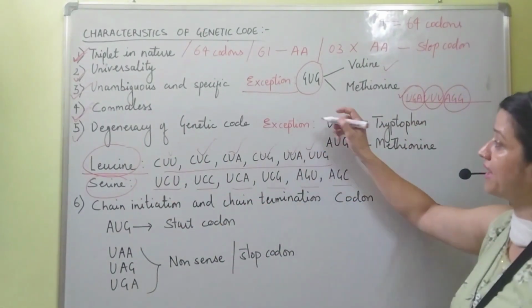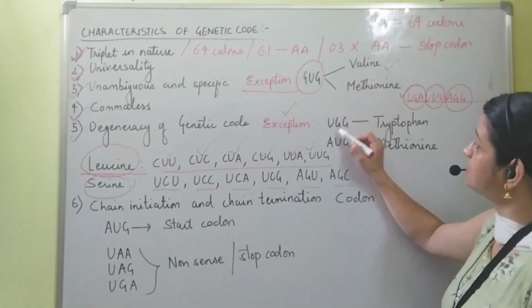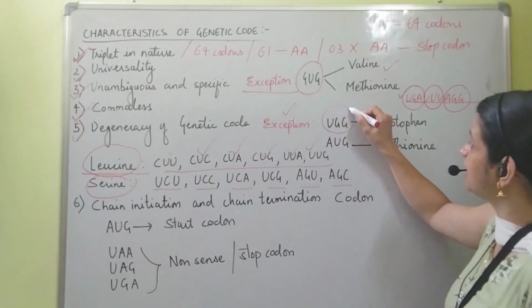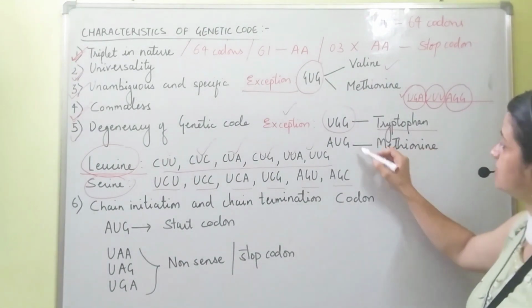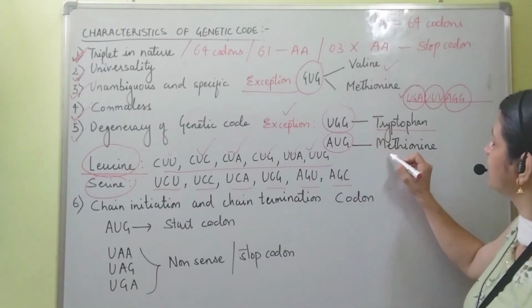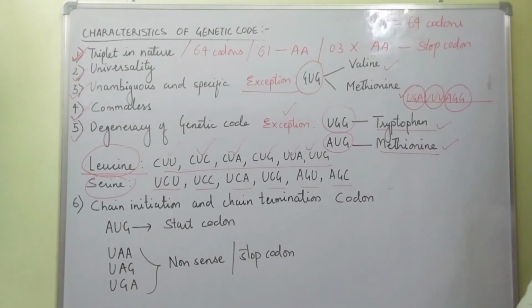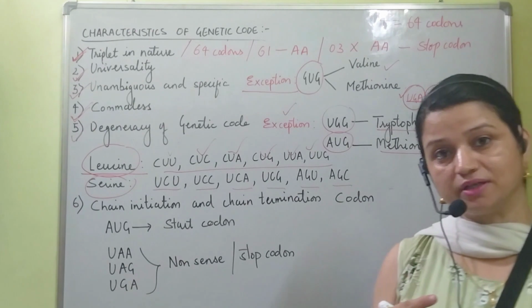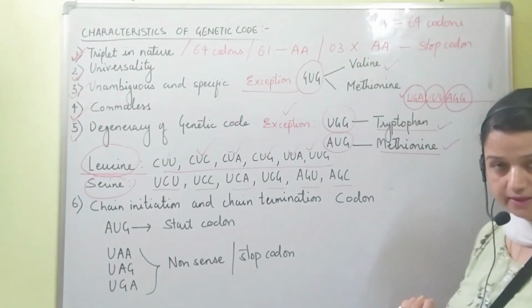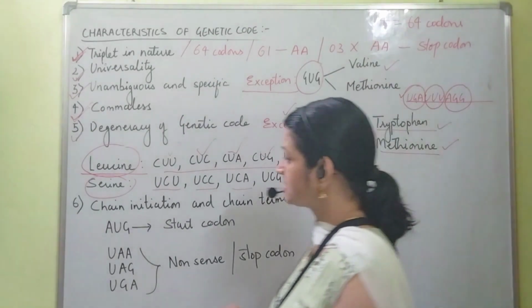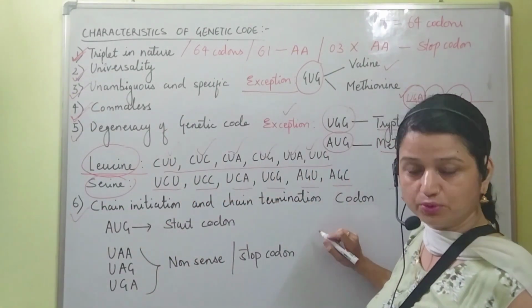But there is also an exception. We can see the codon UGG, it will code for tryptophan, and AUG will code for methionine. So these are two amino acids, tryptophan and methionine, which are coded by only one codon. Clear?